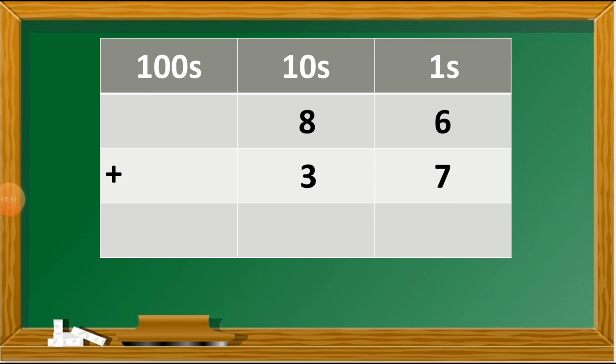Let's see one more example so you will understand better. Here is the ones column. So let's add the ones column first, which is 6 plus 7. So students, 6 plus 7 is equal to 13. From this 13, I have to write down 3 under the ones column this way, and the 1 will move as a carry forward number to the tens column.